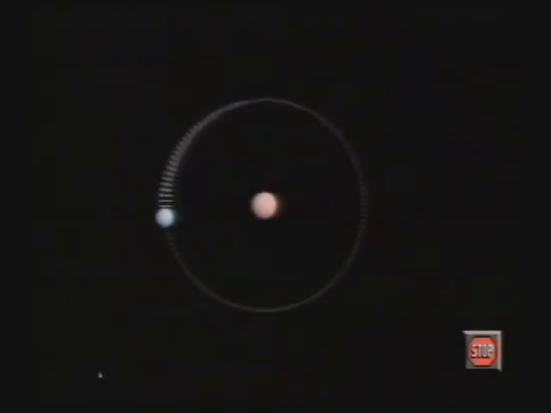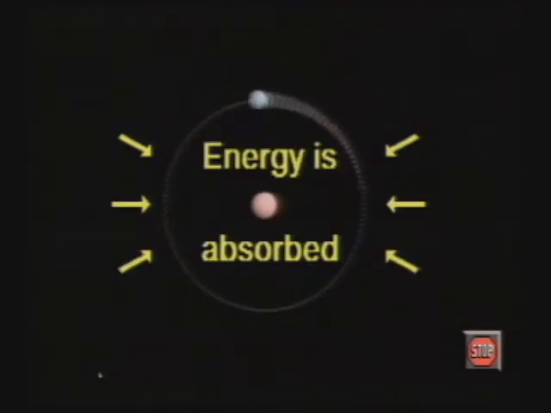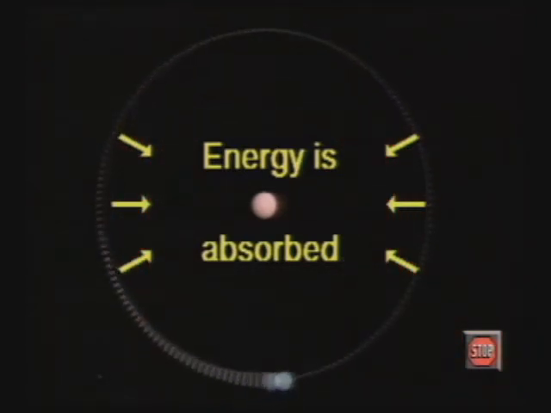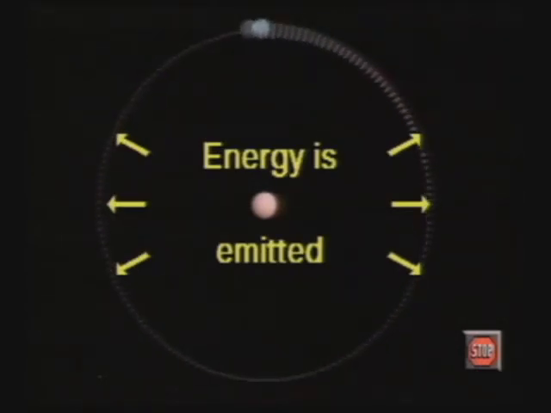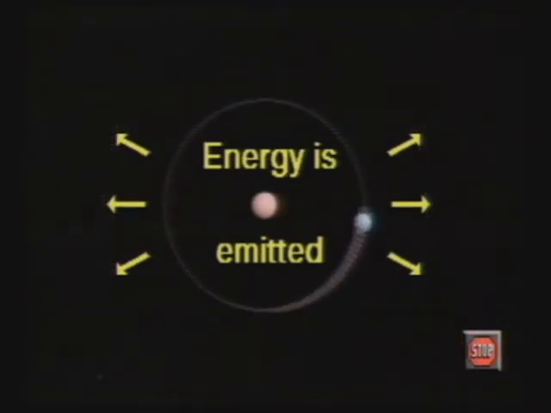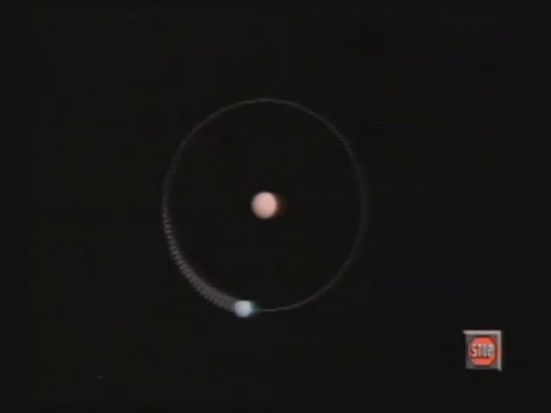Bohr proposed that electrons can jump between levels. When an atom absorbs energy from heat or light, an electron can jump up to a higher energy level. However, an electron eventually loses the energy it gained and falls back down to a lower energy level.